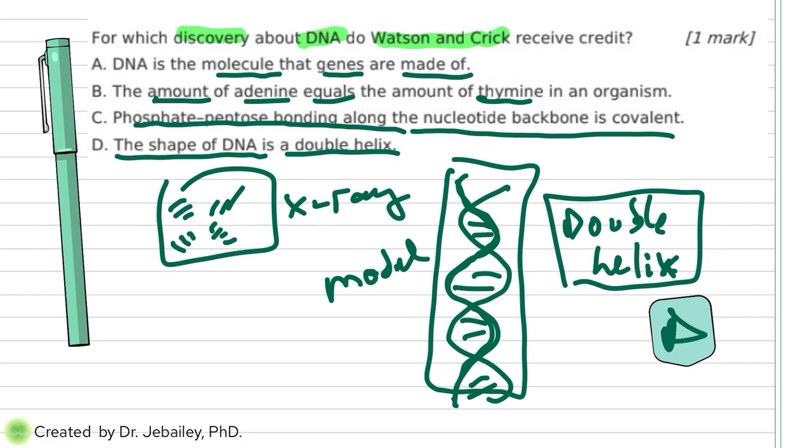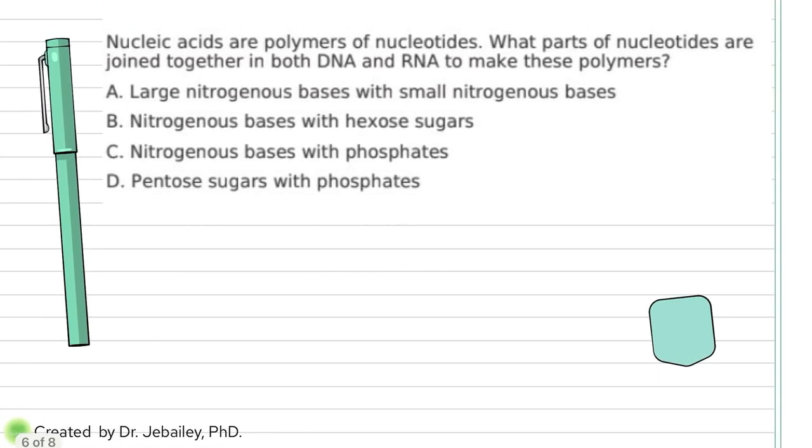Now, some students might fall for the trick of this one, and it's not true. They didn't figure out exactly what the bonds were. They just figured out what the shape looks like. Now the details, that's later on. Okay? Now moving on to the next question. Nucleic acids are polymers of nucleotides, and that's true. Polymers means large pieces made of units, right?